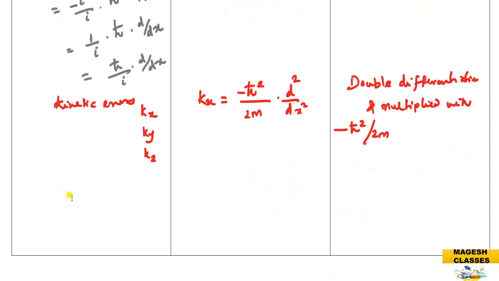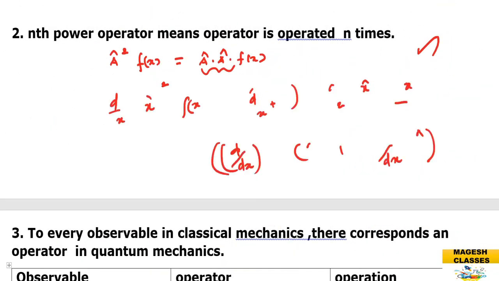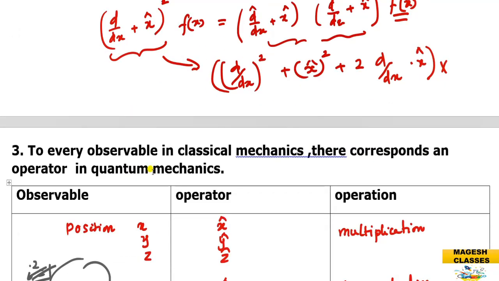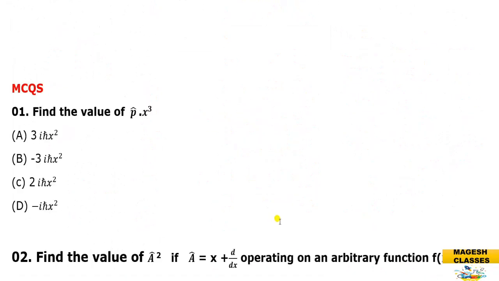And the potential energy operator. Potential energy is the term, in different directions Vx, Vy, Vz. The operator is Vx, Vy, Vz. The operation is multiplication. So regarding the third property, we can say for every observable in classical mechanics, there corresponds an operator in quantum mechanics. Clear?